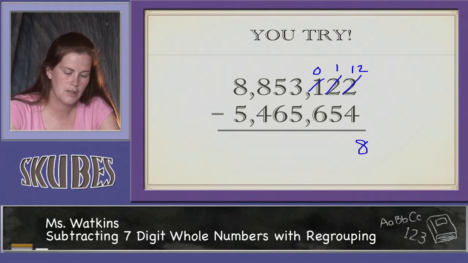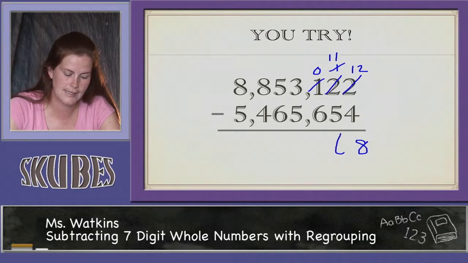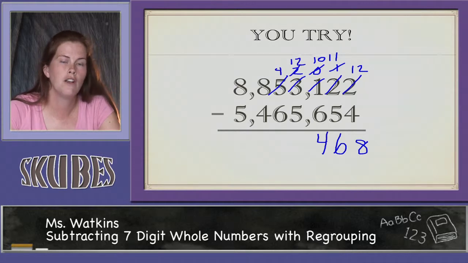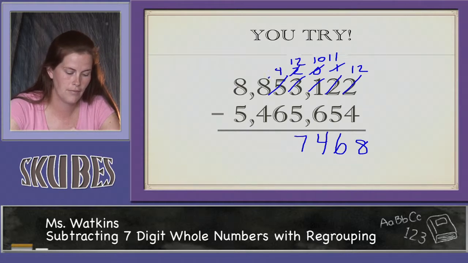We need to regroup. This becomes a 0. This becomes an 11. 11 minus 5 equals 6. Okay, regrouping again. This 3 becomes a 2, and this 0 becomes a 10. 10 minus 6 equals 4. Regrouping again. This 5 becomes a 4, and this 2 becomes a 12. 12 minus 5 equals 7.